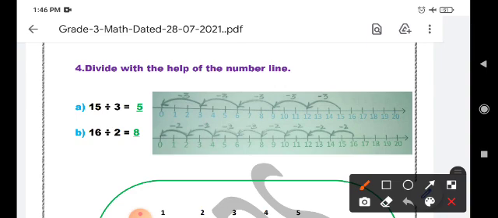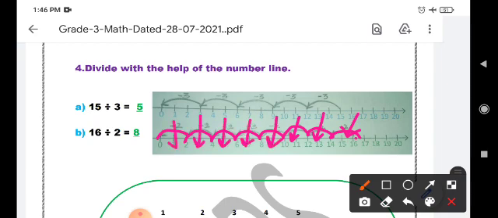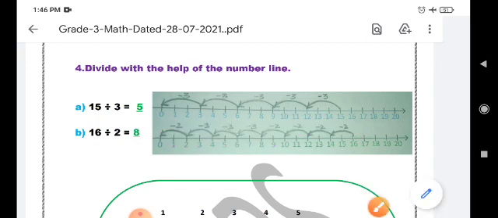What we have is the number 16. This is our dividend. And we are going to divide it by 2. In between, we are going to leave 2 numbers. 16 minus 2 is 14. 14 minus 2 is 12. 12 minus 2 is 10. 10 minus 2 is 8. 8 minus 2 is 6. 6 minus 2 is 4. 4 minus 2 is 2. And 2 minus 2 is 0. Now we have to stop here and count the number of hops. 1, 2, 3, 4, 5, 6, 7, 8. 8 is my answer. This is how we solve division with the help of the number line.